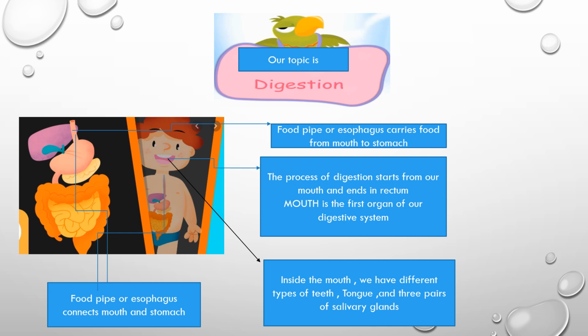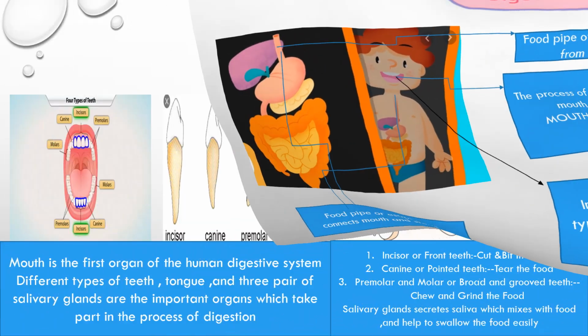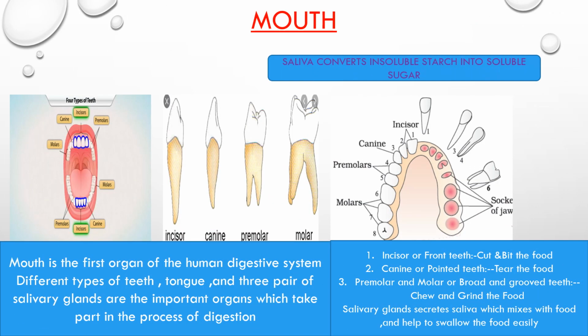The figure shown here is of the digestive system. In this, the mouth is the first organ of the digestive system because digestion starts from the mouth and ends in the rectum. Mouth, as you know, is the first organ of our digestive system. And inside the mouth, we have different kinds of teeth, salivary glands and tongue. We have three different types of teeth and they function differently.